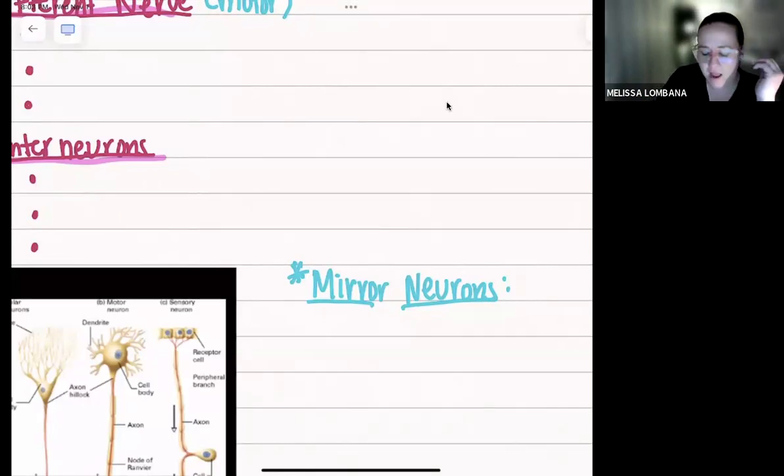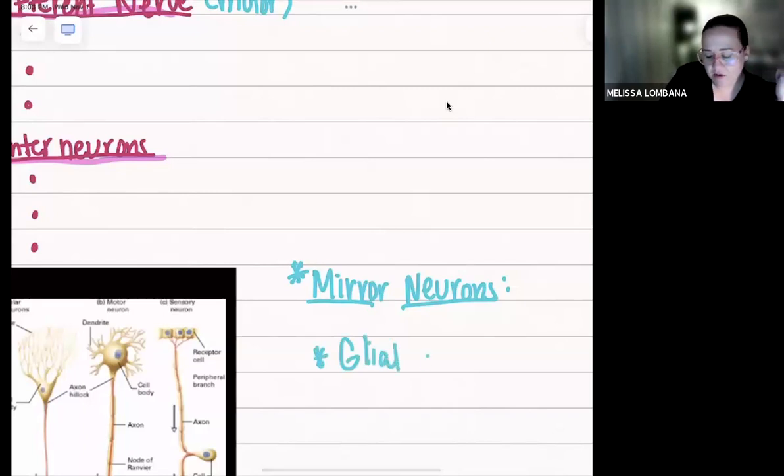All right, and then I want you to add in there the glial cells. The glial cells, or glia cells, are basically cells that are there to support and nourish the neurons. Okay, so they're the protectors. Quite important. All right, and that's basically it.